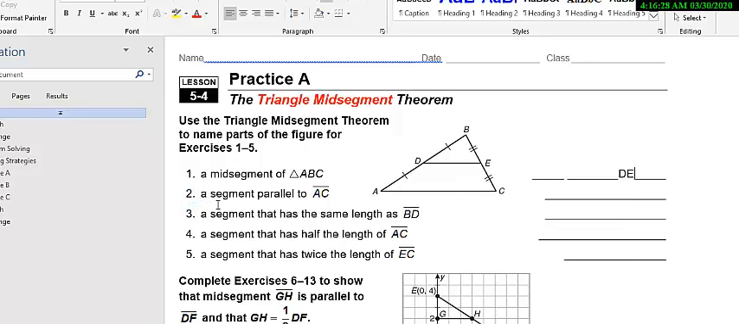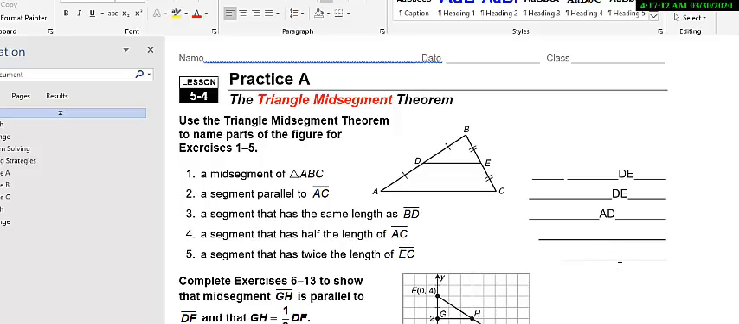The second question is the segment parallel to AC. According to the definition of the mid-segment of the triangle, DE will be the mid-segment in the triangle ABC, so it's gonna be DE parallel to AC. So I'm gonna write down again, DE is parallel to AC, which is the third side. Question number 3, a segment that has the same length as BD. We'll get back to the given condition of the triangle ABC, that D is a midpoint of the segment AB. What does it mean? It means that AD equals BD. So I'm gonna write down here AD.